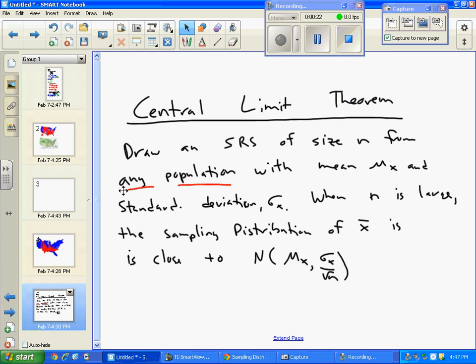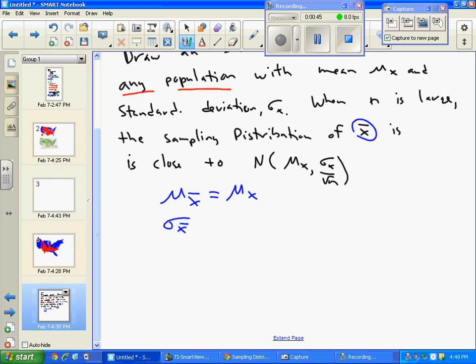When n is large, the sampling distribution of the mean, x bar, the mean of each individual sample, is close to a normal distribution with mean mu of x and standard deviation sigma of x over root n. So sometimes we write it this way. We say that mu of x bar is equal to mu of the population, and the standard deviation of x bar is equal to the standard deviation of the population divided by the root of the sample size. So this happens when n is large.